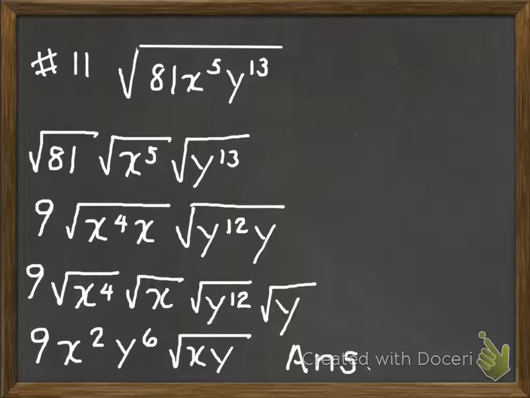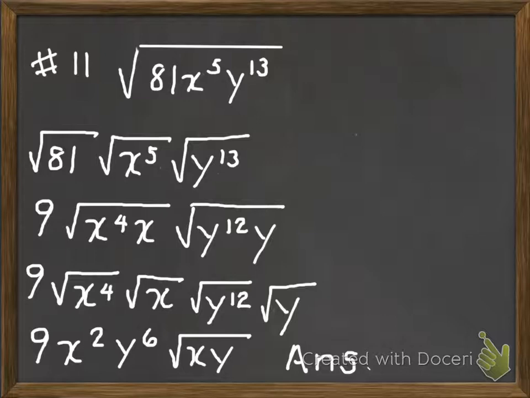We do the similar thing to y to the power of 13. Y to the power of 13 can be rewritten as y to the power of 12, which is the highest even power that we can make, times y. So we factorize y to the 13th as y to the power of 12 times y. This makes y to the 12th a perfect square.